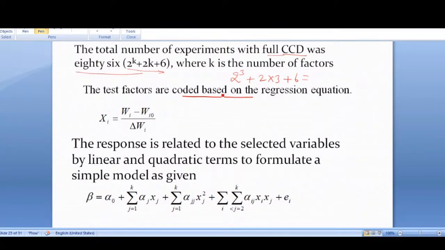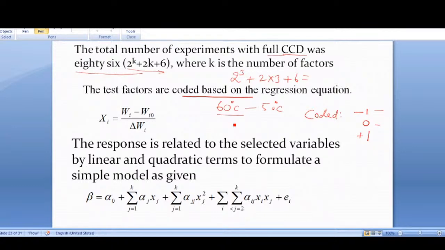So, for example, temperature is 60 degrees centigrade at the higher level and 50 degrees centigrade at the lower level. Now we have to give the coded values. The coded values range from -1 to +1, and in between 0 exists. So how can you find this -1, 0, or +1? These are the coded values.